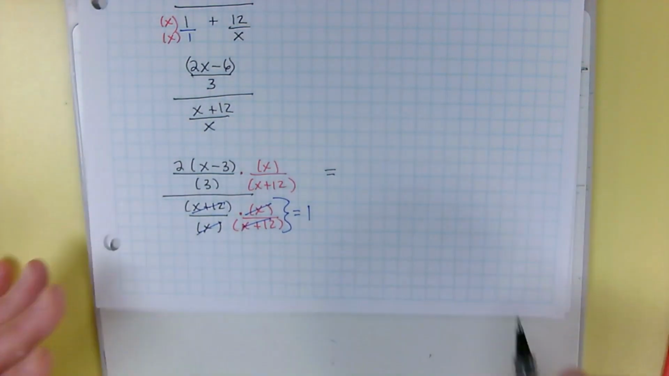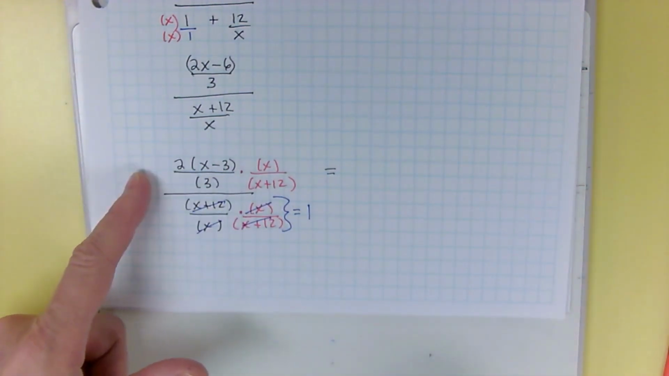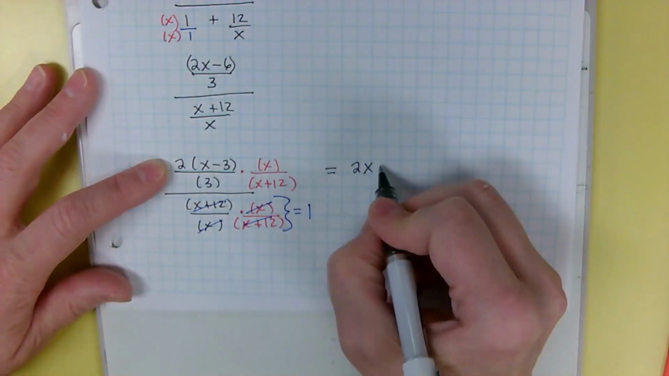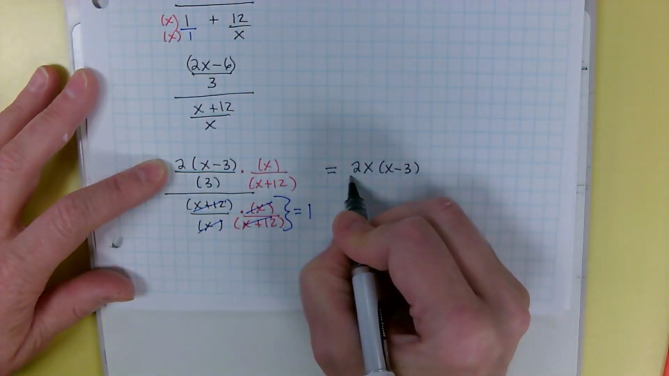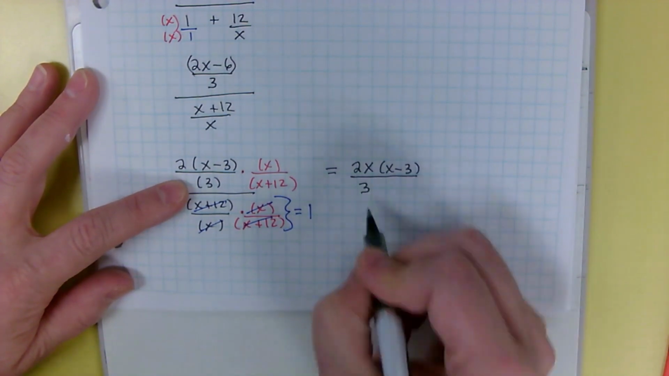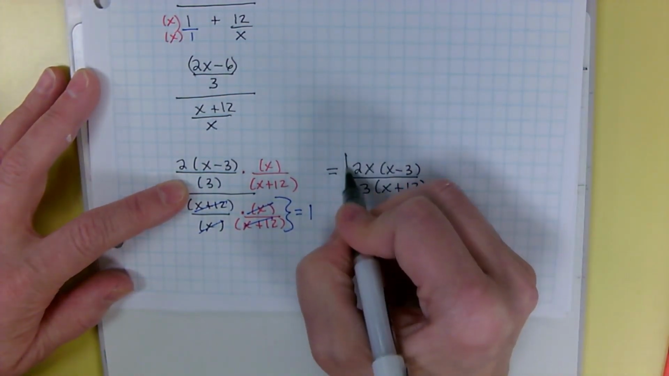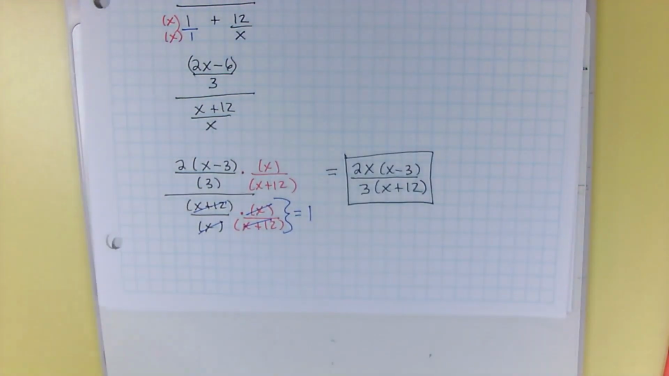So when you put it together, push your monomials to the front and multiply. So your 2x is now at the front, and then x minus 3 on the bottom. The 3 is already at the front, and then you have an x plus 12. And that is as far as it goes. Are there any questions?